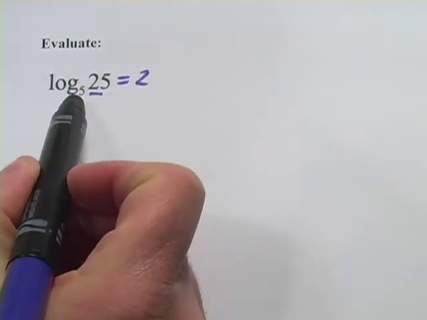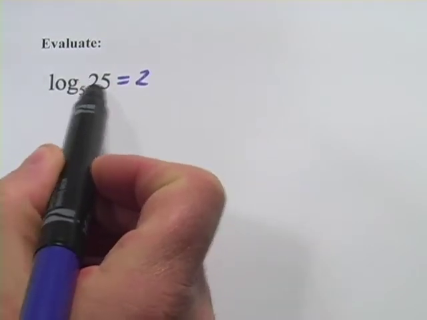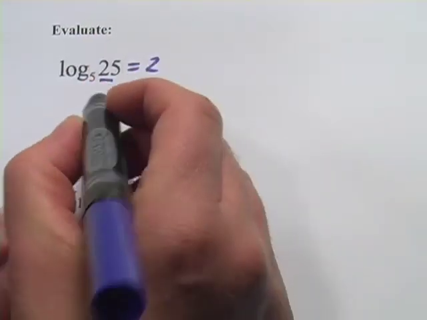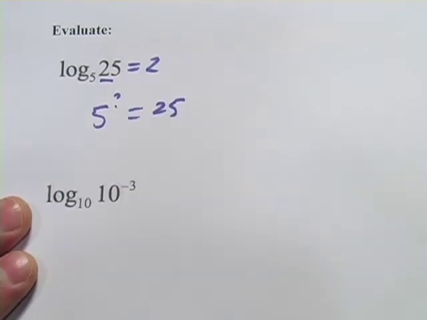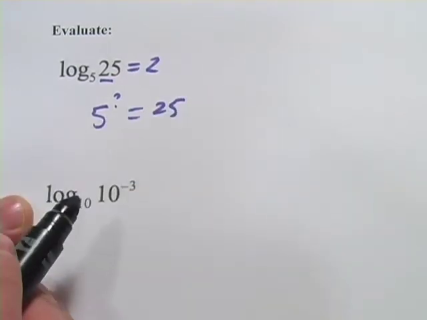So the base is the number you're acting upon. This is sort of like the answer. If you put it in exponential form, it would be 5 to the what power equals 25. And it's that 2 we're looking for.